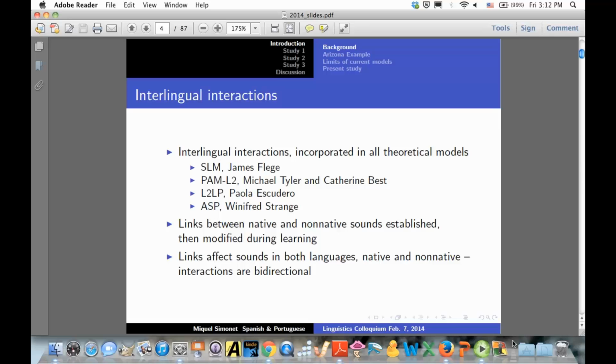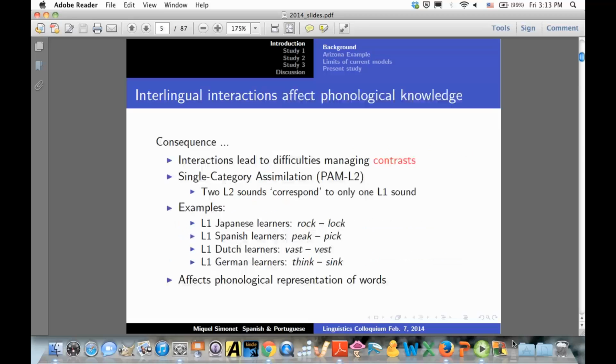And they all establish that there are links that are formed or established between the native and non-native sounds, and then these links may be modified during learning with experience. And the funny thing about them, and it's not intuitive to a lot of us, is that the second language can also impact the first language, so that these interactions affect the native language too. And these interactions from the second to the first occur quite early in second language learning. It doesn't only happen in early bilinguals, it also happens in adult learners after, say, week 4 or week 5 of being exposed to the second language.